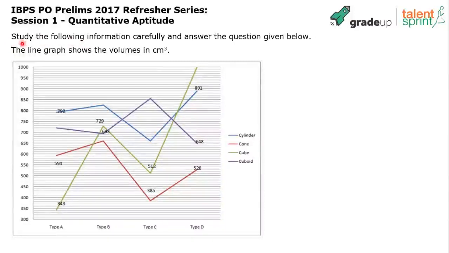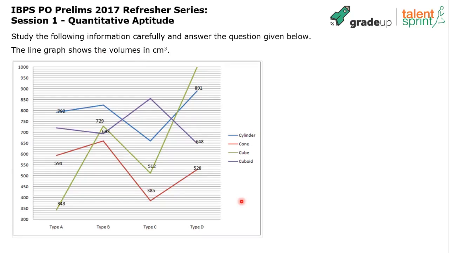Study the graph, study the following information carefully and answer the question given below. So basically this is a data interpretation question. You can see that a graph has been given here, a sort of line graph, and it says that the line graph shows the volumes in centimeter cube. So looks like a simple data point, right?